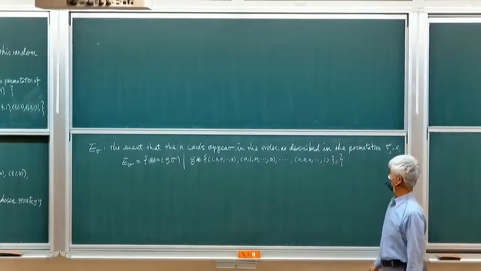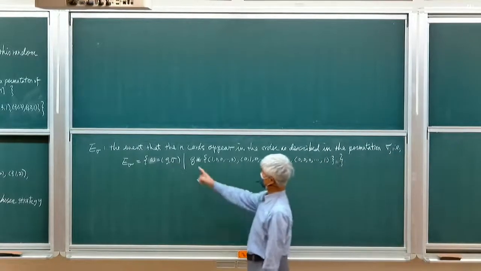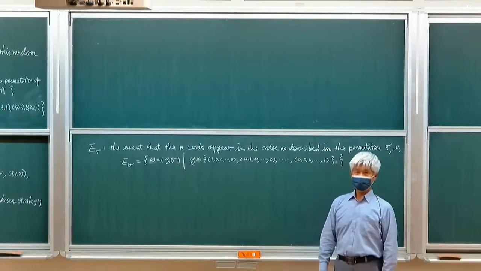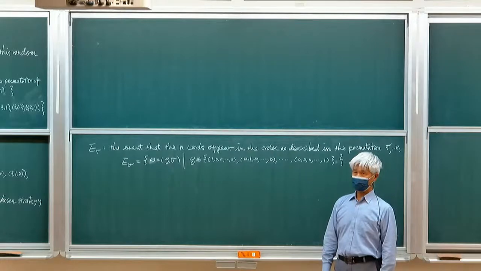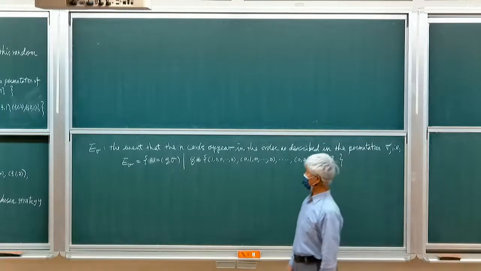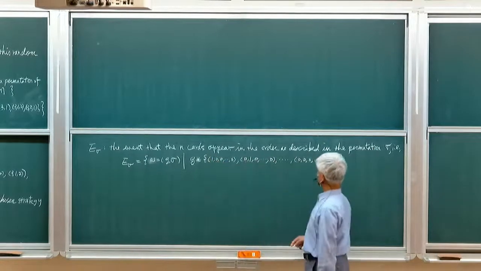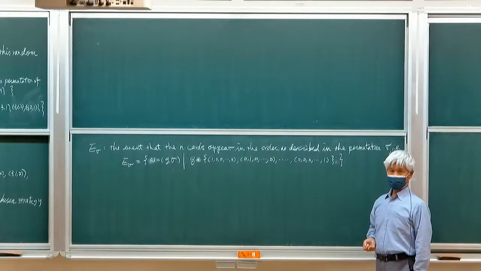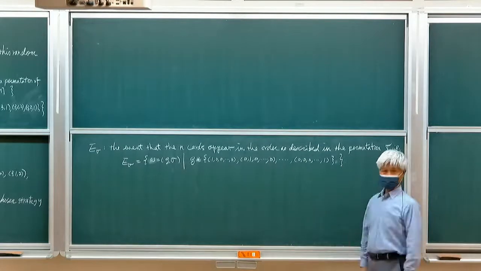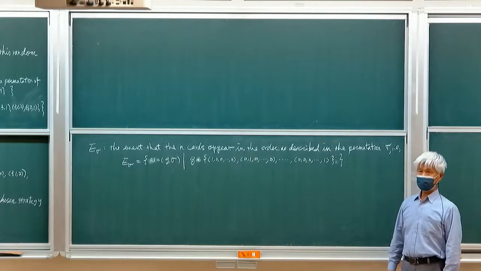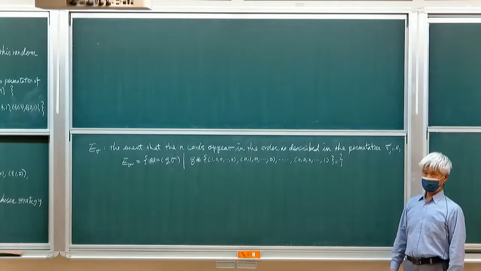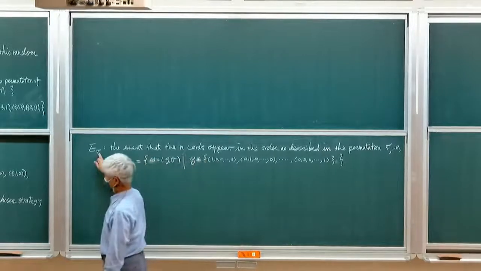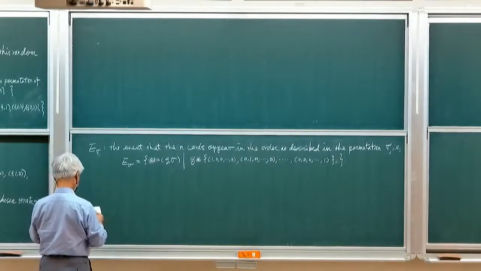Right? So E sigma is... okay, so we focus only on how the n cards turn over in n times. And the way is described by the permutation sigma here.